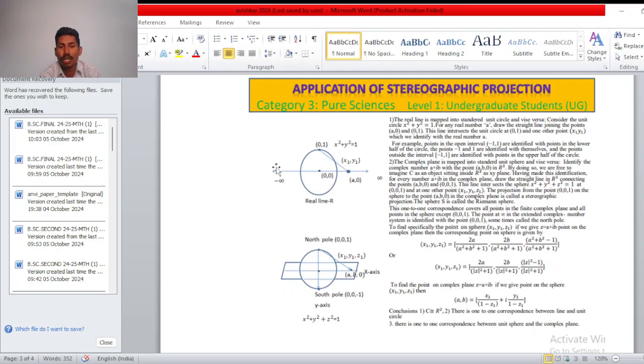So in this way you can transform a real line onto a standard unit circle in one-to-one correspondence. If I want to find the image of the point x1 comma y1, then simply pass a straight line through 0 comma 1, and when it touches the line at say a comma 0, the point x1 comma y1 is mapped onto the point a comma 0. So in this way you can transform an extended real line into a standard unit circle in one-to-one correspondence. So is it clear?